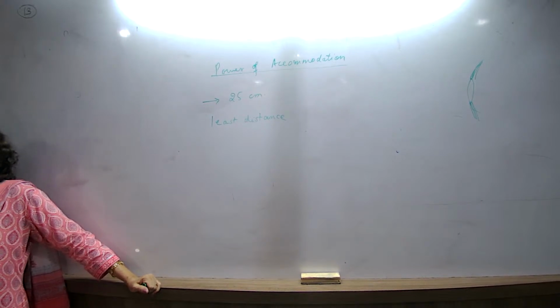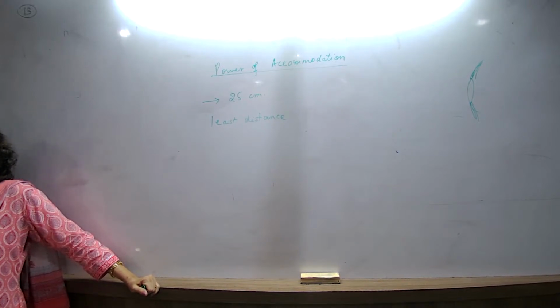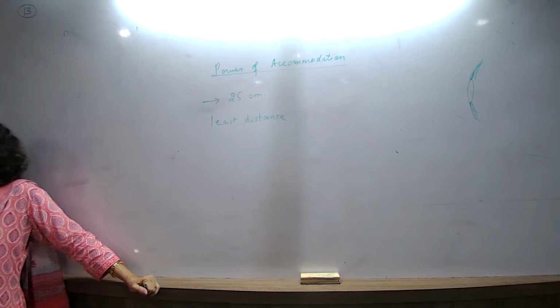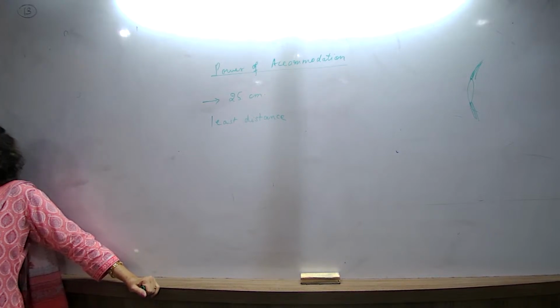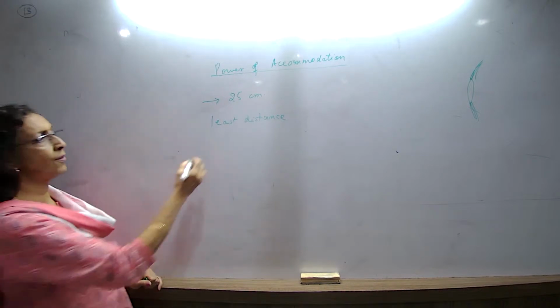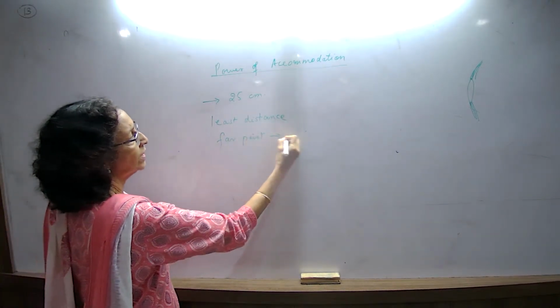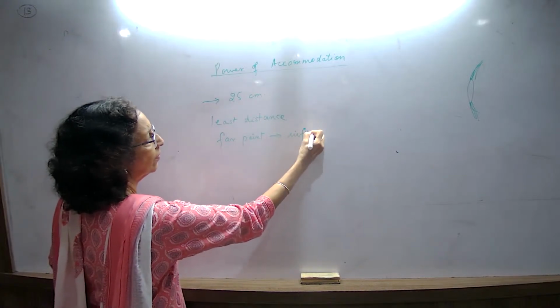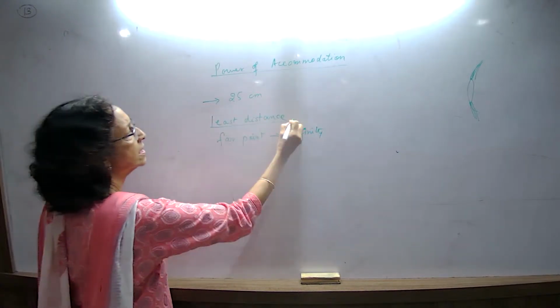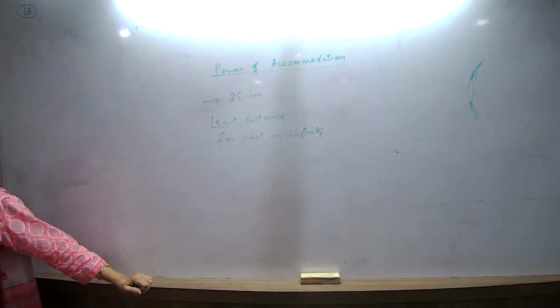If we have a least distance, then why do we have a maximum distance? That is infinity. Your maximum distance is the far point. What is known as a far point? It is infinity. And this is the least distance of distinct vision.